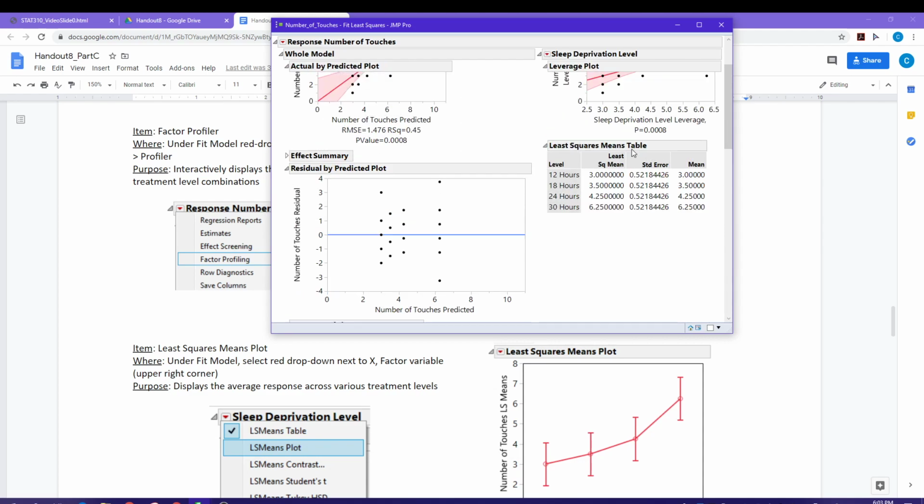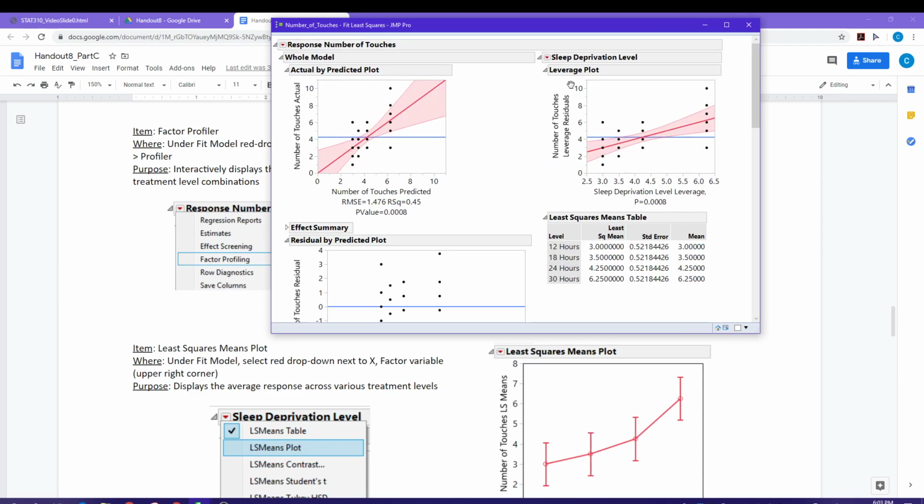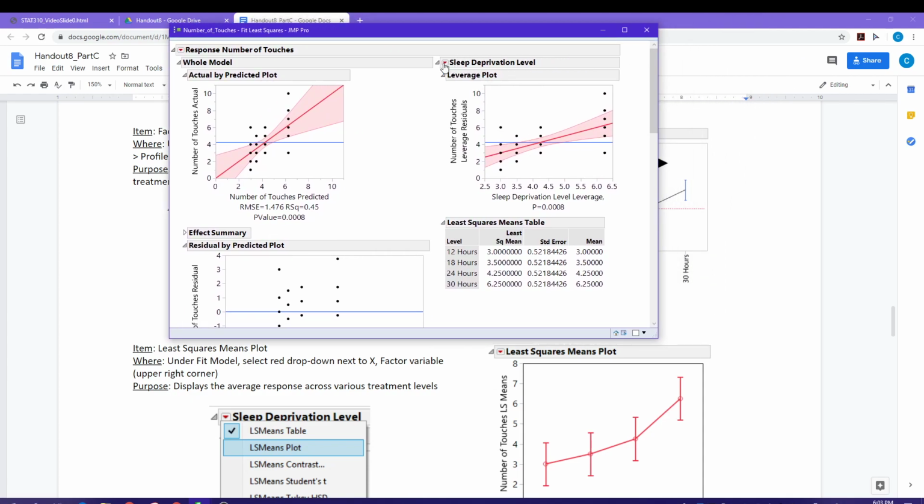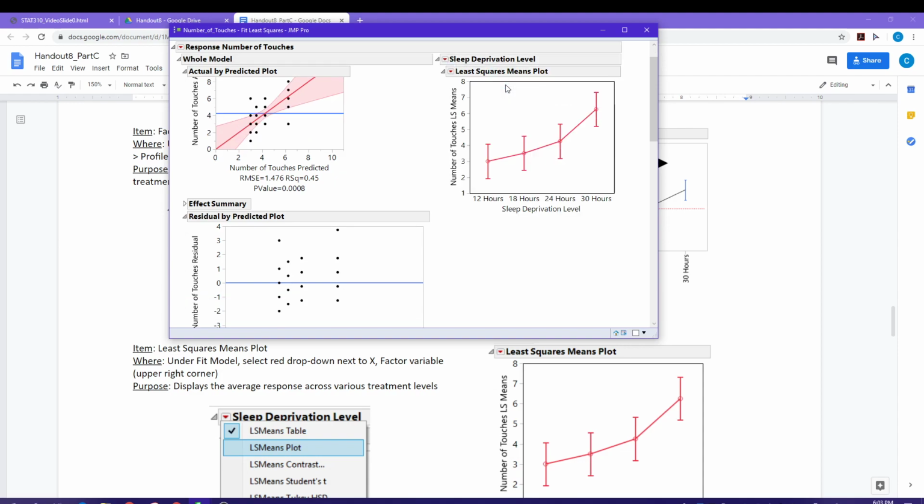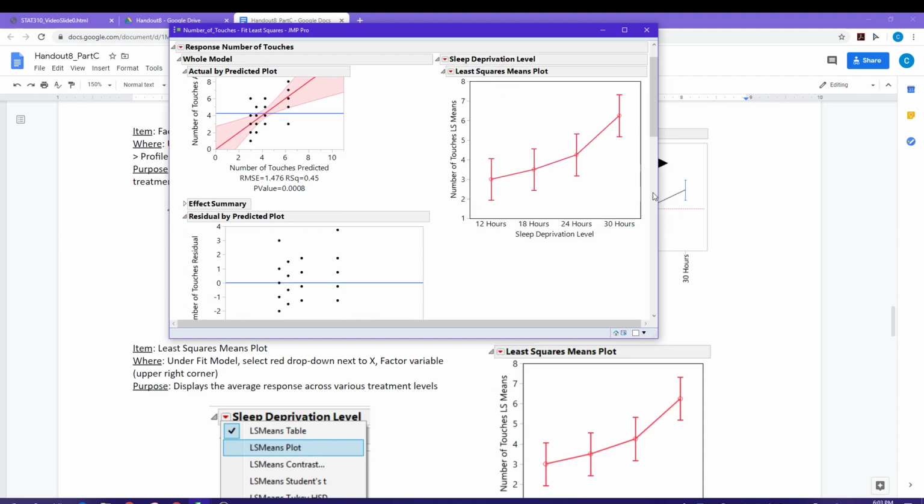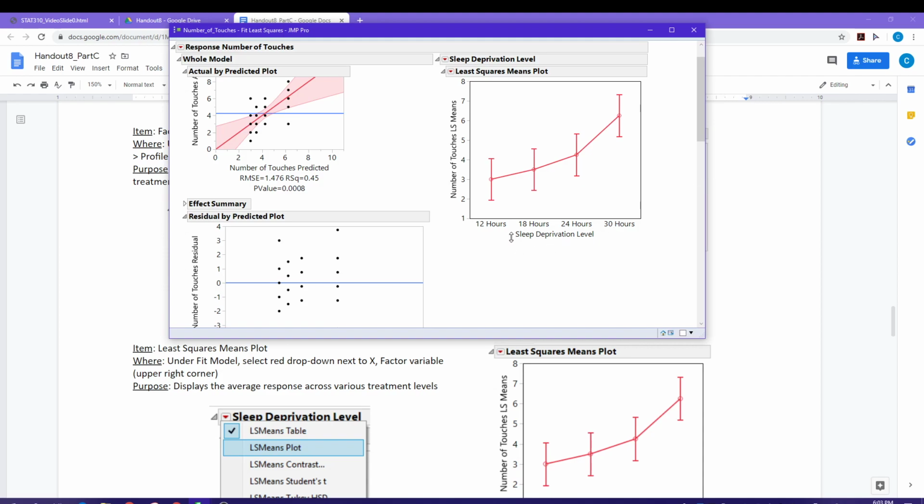The other thing that I can get here up in the upper right-hand corner is an LS means plot. So again, this is not the red drop-down menu. We got two red drop-down menus here. This is the one over by the factor level here. The factor level is being specified here. Just go ahead and minimize those things. I can ask for the LS means plot here from my drop-down menu. What that's going to do is give me something real similar to what we were just looking at, except it's not interactive. So here's the 12, 18, 24, 30. And here are the confidence intervals for the average number of touches.